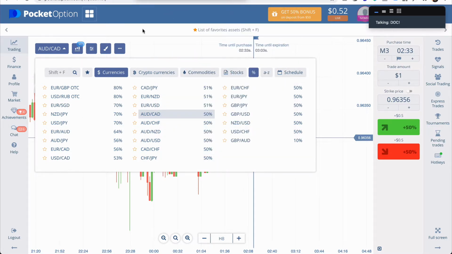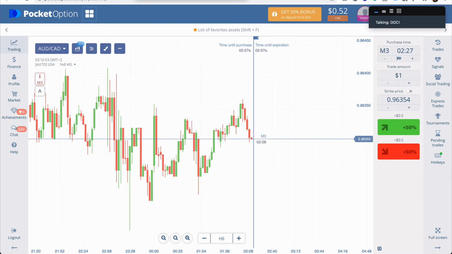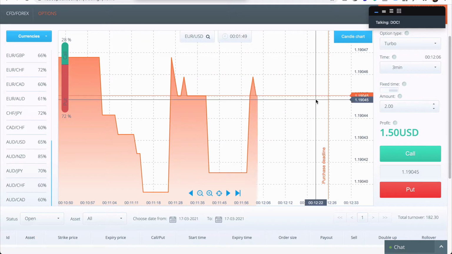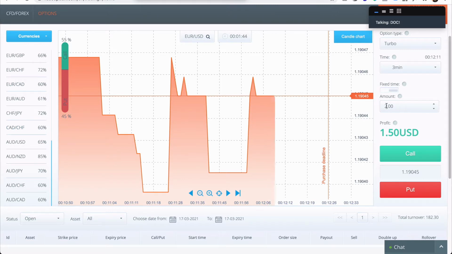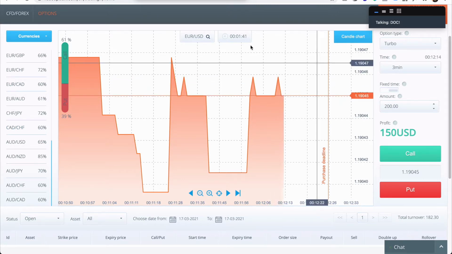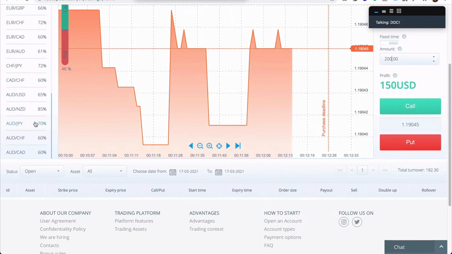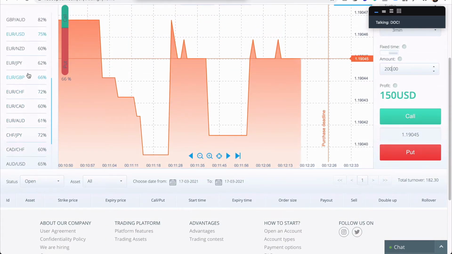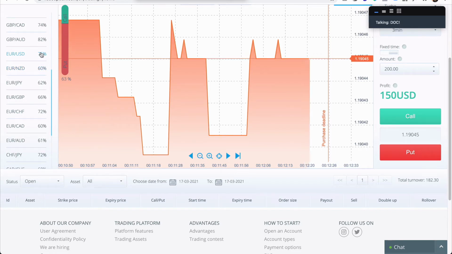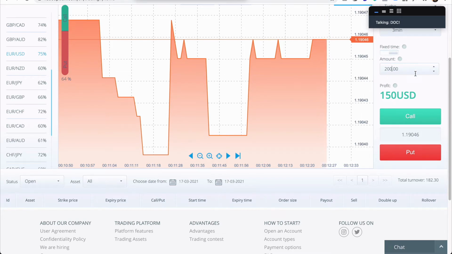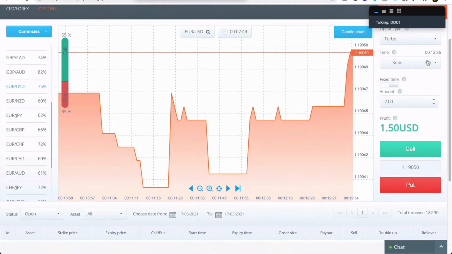But that's just me. On the demo, it really doesn't matter because it's fake money. But live, no way. Anyway, back to this. So the payout is fixed. What that means is whatever you risk, let's say we were risking $200. This is Euro USD. The payout on Euro USD on Race Option is 75%. So when I enter that trade for $200, if I win, I get my $200 back plus 75% of $200, which is $150. So that's how that works.